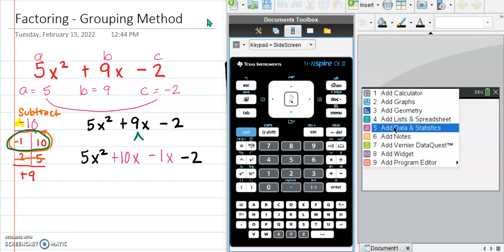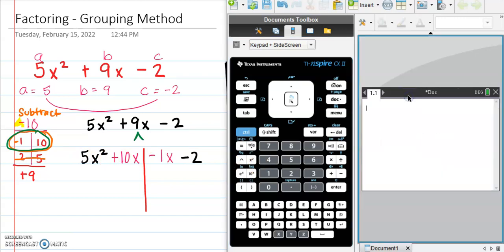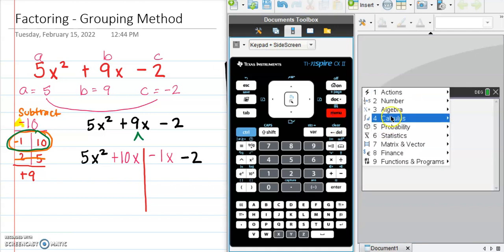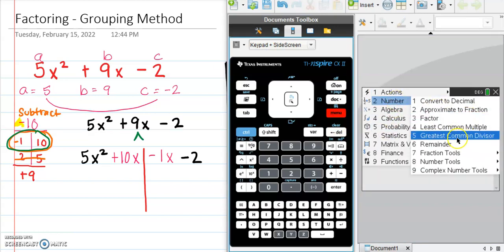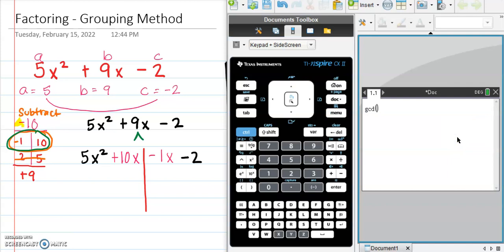Now we're going to take out our GCF, but we're going to do it in sections. I like to draw a little line to separate my sections. So I want to know the GCF between 5x squared and 10x. So first let's see, what's the GCF for 5 and 10? If you're not sure, remember, go to your calculator, add the calculator page, and go to menu, number, and then that fifth option, greatest common divisor. And then you're going to put in your numbers. So we're going to put 5, 10. And as you can see, we get 5.